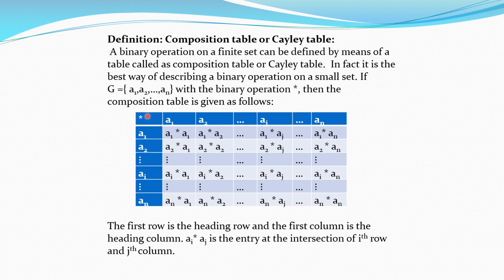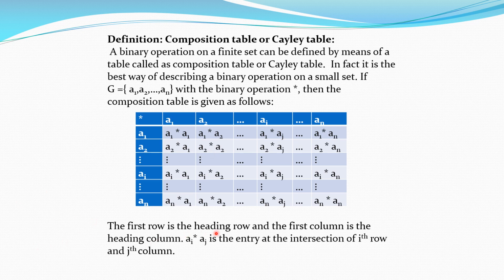Then a1 star a2 we write in the row of a1 and the column of a2. Similarly, this will be a1 star ai, a1 star aj, and this is a1 star an. In the row of a2, we write a2 star a1, then a2 star a2, a2 star aj, a2 star an. In general, the ith row element is ai and the jth column element is aj. So, by the definition of star, we write ai star aj at the intersection of the ith row and jth column. In this way, we find all possible products ai star aj.